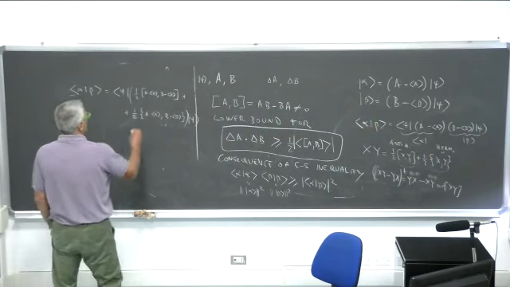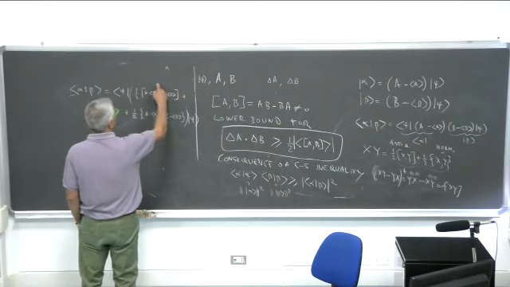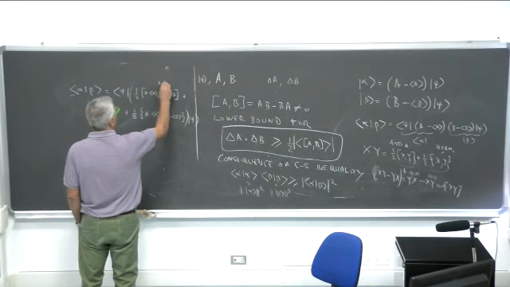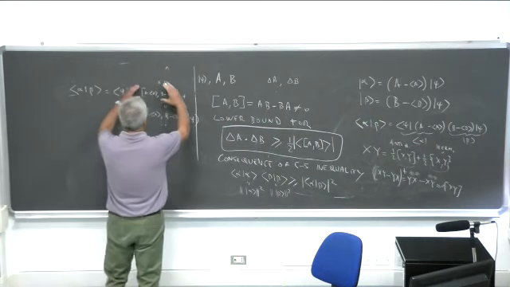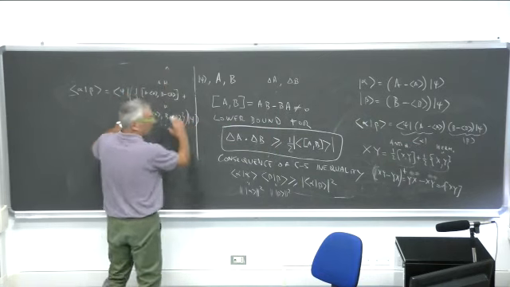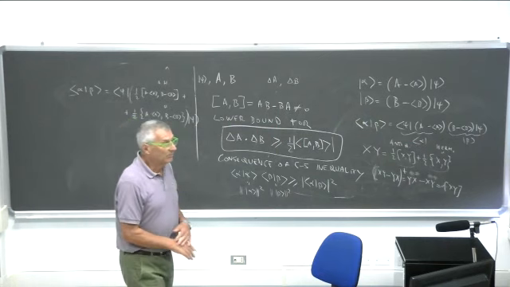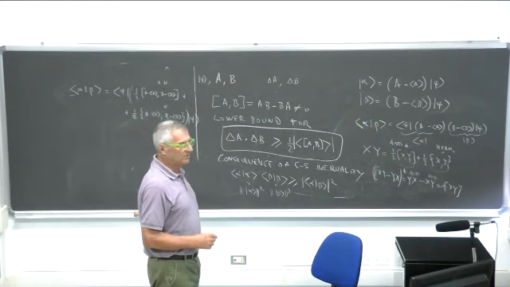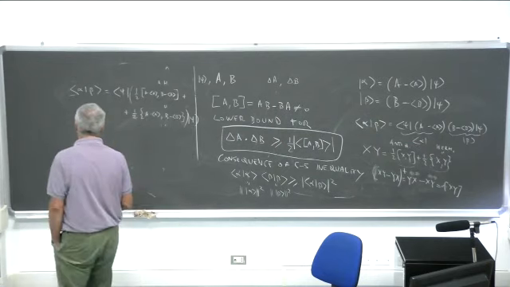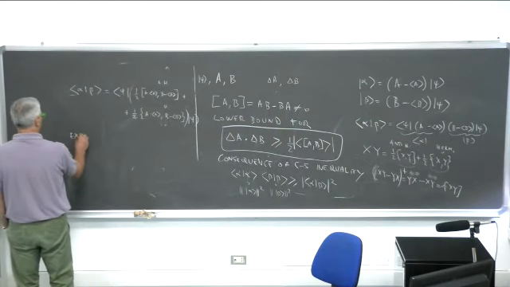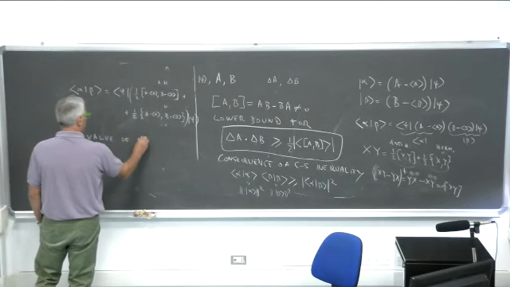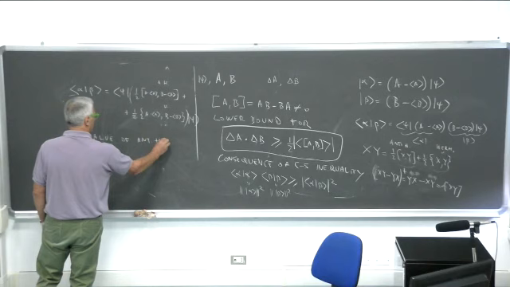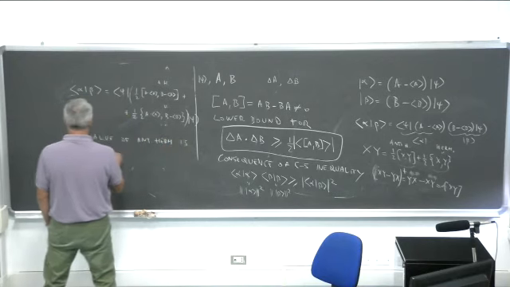Now, so this is anti-Hermitian, and this is Hermitian. So this is the expectation value of an anti-Hermitian operator plus the expectation value of a Hermitian operator. Now, the expectation value of an anti-Hermitian operator is purely imaginary, right? Anti-Hermitian is imaginary.